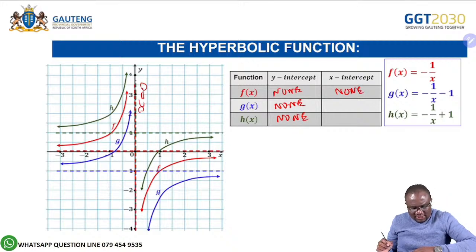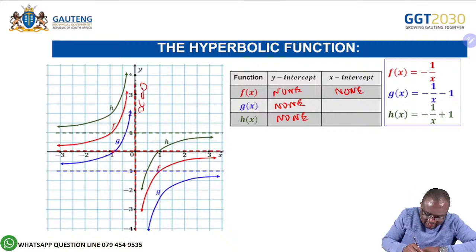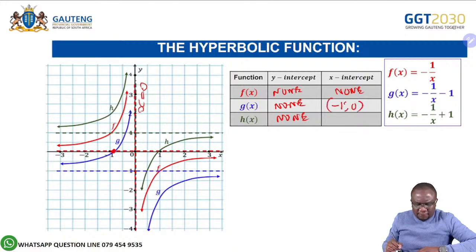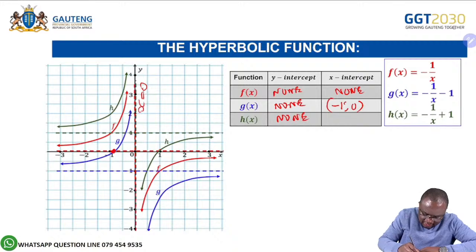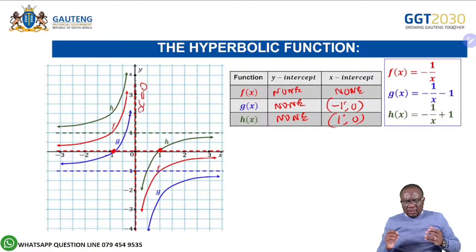But let's look at g of x. It cuts here at -1, so it is there, (-1, 0). And then h of x, where here at 1, so this one is (1, 0). Okay? The x-intercepts are there, okay?